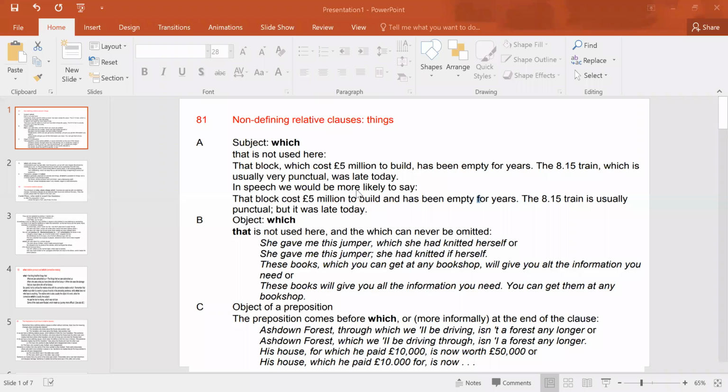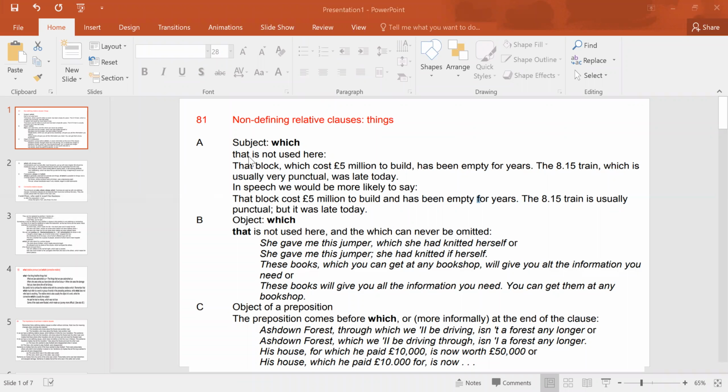Today the subject of my lecture is non-defining relative clauses used for things. In the previous lecture, we discussed defining relative clauses along with the first part of the non-defining relative clauses as well. And in this lecture, we will discuss non-defining relative clauses and also the next type of relative clauses.